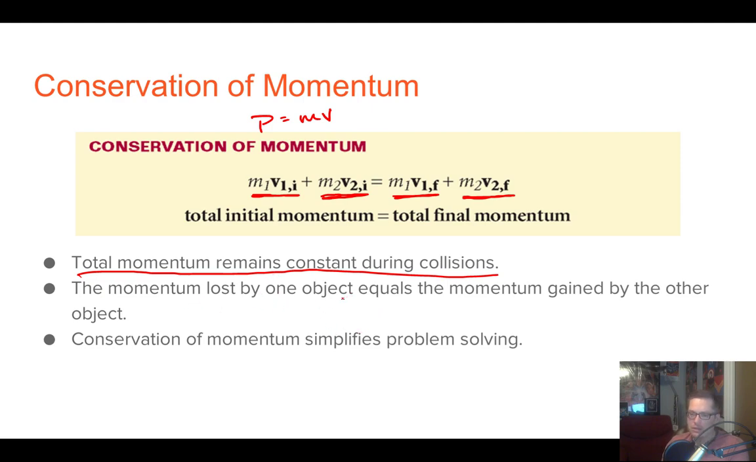So anyway, if one object loses momentum in a collision, then that means the other one has to gain that momentum during the collision, and so on and so forth. So really this idea that momentum is conserved makes these problems pretty easy to solve, okay?